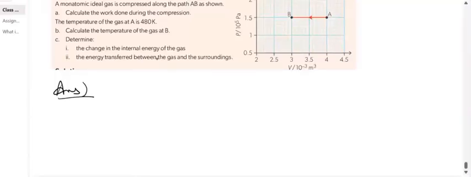One second, I'm just taking my booklet. Yes, I had given you the formula. Work done is calculated by the formula pressure into change in volume, P delta V. That one. So how much is the pressure at AB?